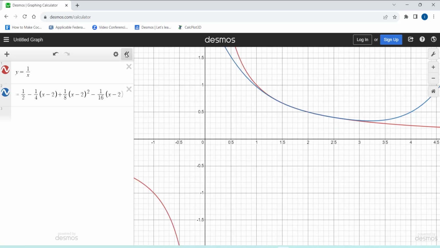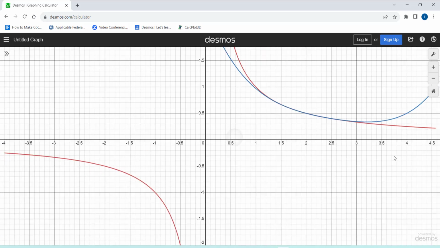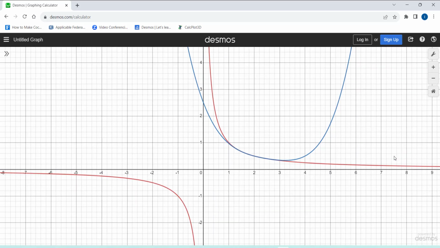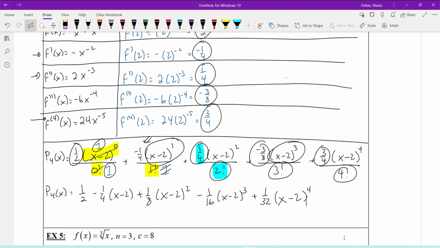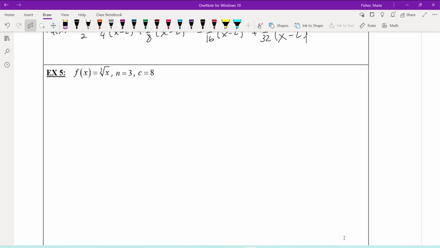Now notice, if I'm centered at 2, this blue graph, which is the polynomial I'm building, is much like the red graph, the 1/x that I'm trying to be. The last one in this section is f of x equals the cubed root of x, n equal 3, and we're centered at 8. So we know that c is equal to 8, n equals 3 means I need to go down to my third derivative, and the function itself is the cubed root of x.